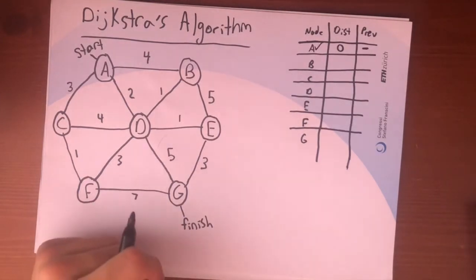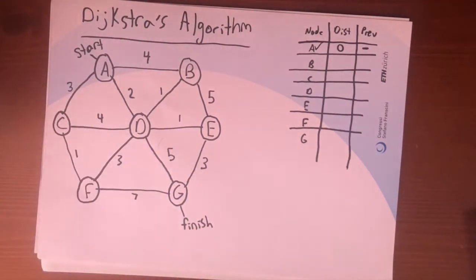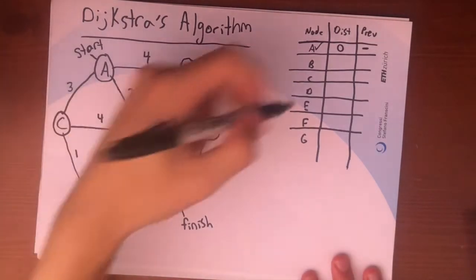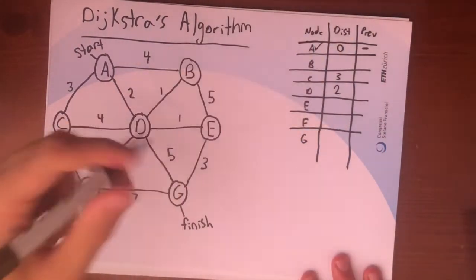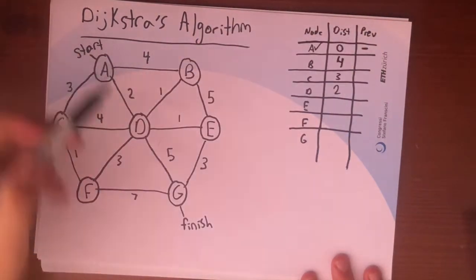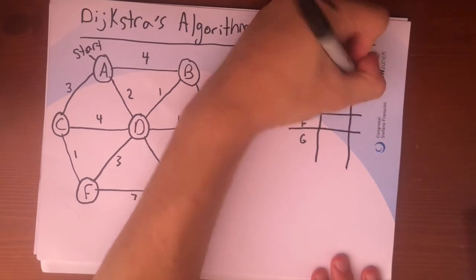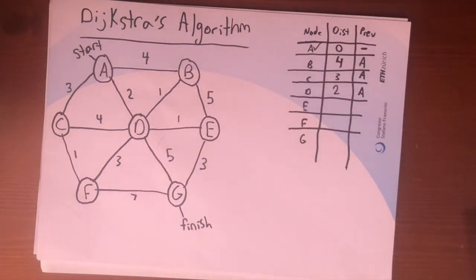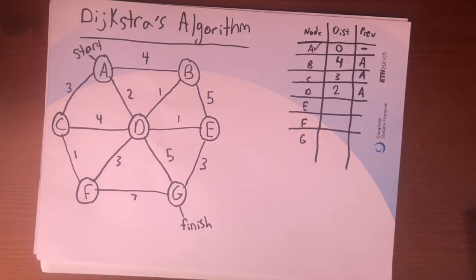And once we have found the shortest path to A, we can now visit its adjacent nodes and update the distance to them. So the distance to C is 3, the distance to D is 2, and the distance to B is 4. Remember, this is all from A, and we're going to set the previous to be A as well.